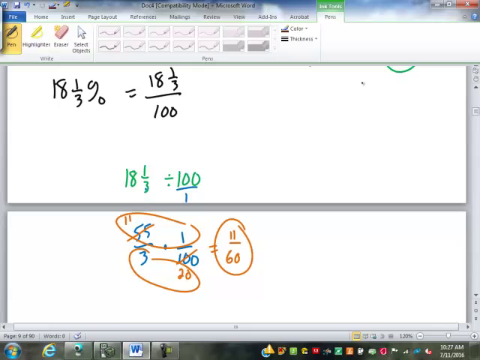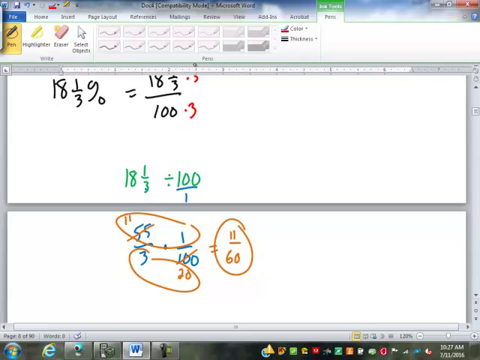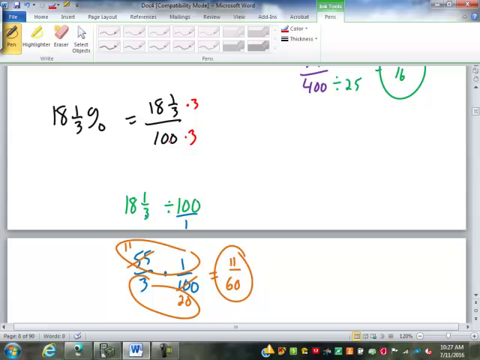The other way we could go about this is we could just multiply by the denominator. The denominator in this fraction is 3. So if I multiply, well, you got her? Right. The denominator, and I'm not talking about the denominator of the whole fraction, which would be the 100. I'm talking about the denominator of the fraction within the fraction is 3. 18 1/3 times 3 is 55. 100 times 3 is 300. And of course, we could reduce by 5 to get 11/60.